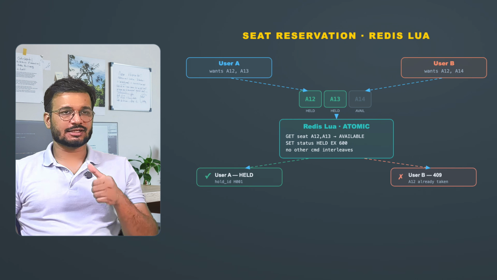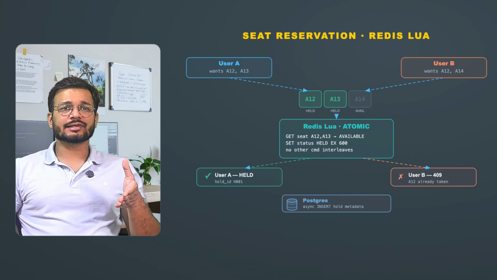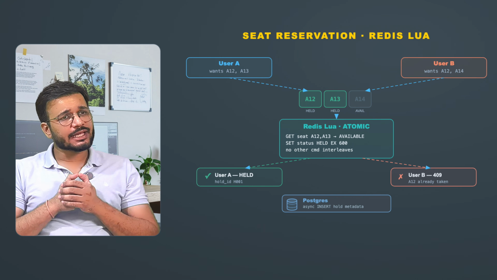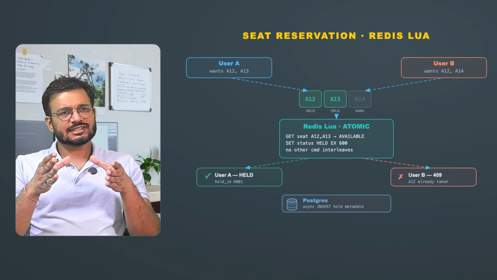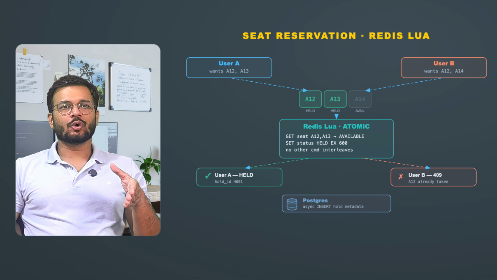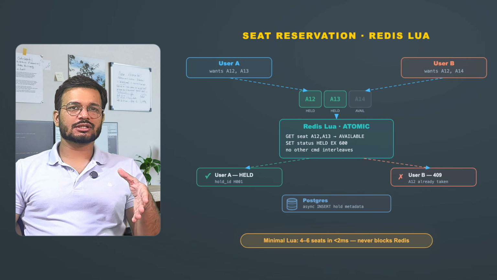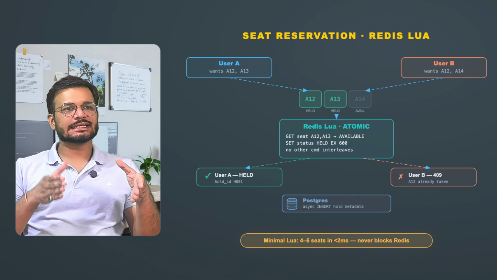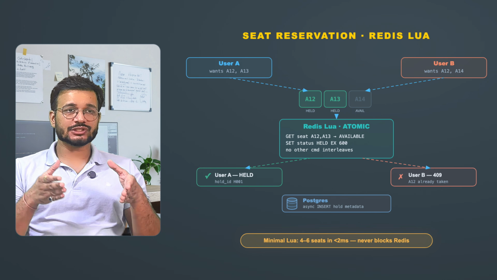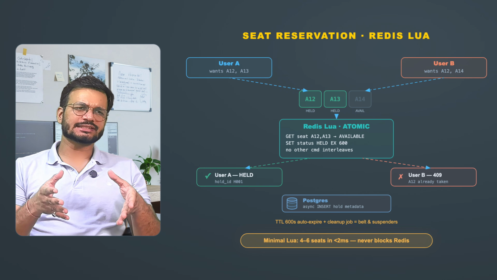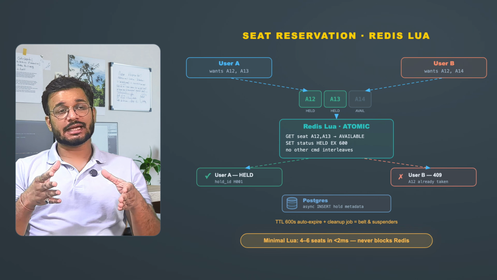But here's a principal engineer ask. Lua scripts in Redis block the entire Redis instance while running. For a large script, this can cause a latency spike. The solution is to keep the Lua script minimal. Just check the status and set. The whole metadata like user ID, expiry, total price is written to the Postgres table. Now for single seat holds, the Lua scripts run in under 1 millisecond. And for 4 to 6 seats, it still runs under 2 milliseconds. That's quite good.